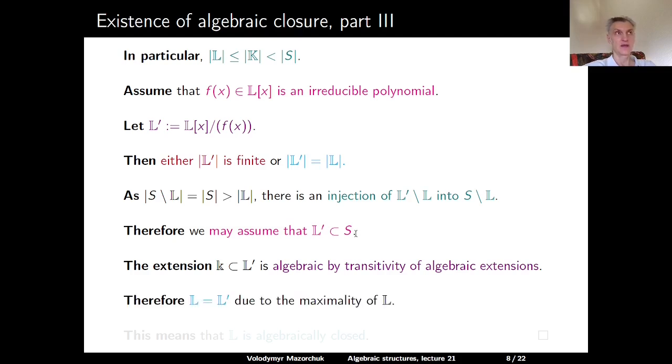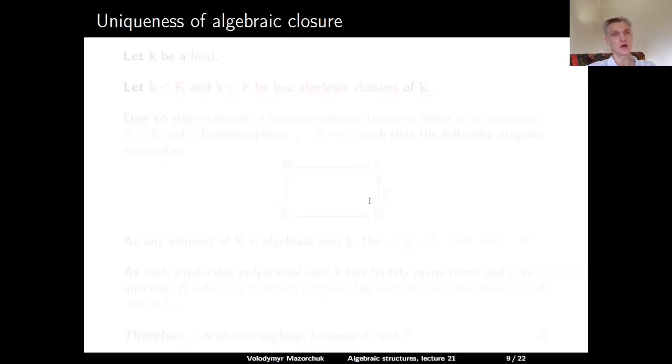And now we can use that we have assumed that L is a maximal element to deduce that L must be equal to L' because L is a maximal element in F. And this means exactly that L is algebraically closed because it doesn't have any algebraic extensions. And this completes the proof of the existence. Now we can argue about uniqueness of algebraic closure.